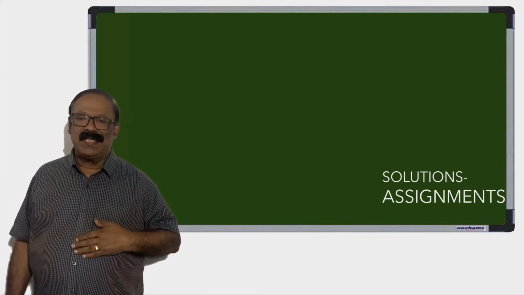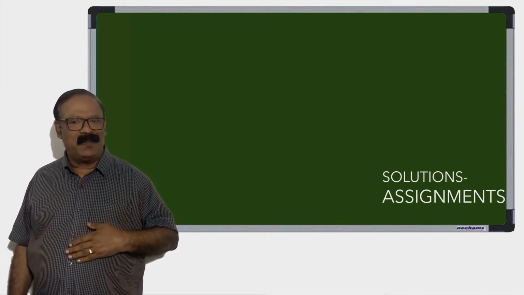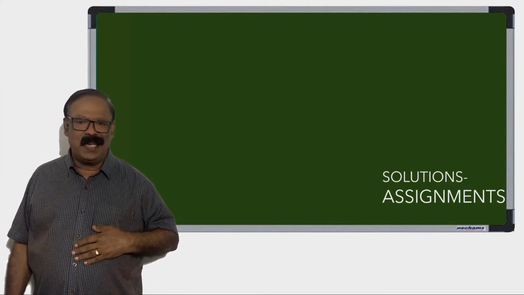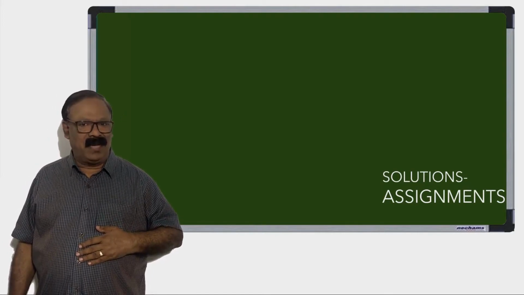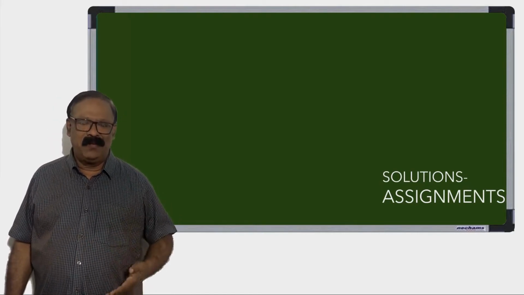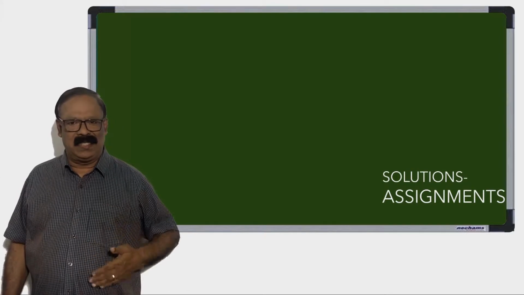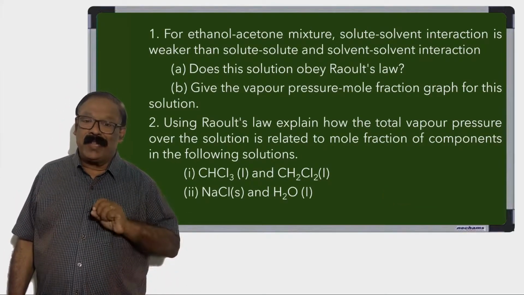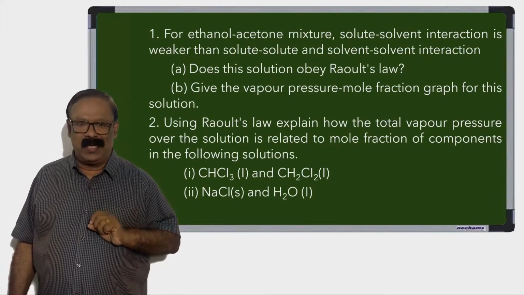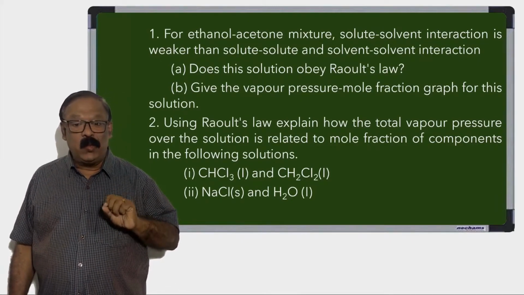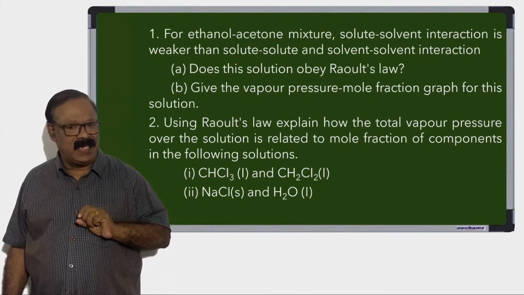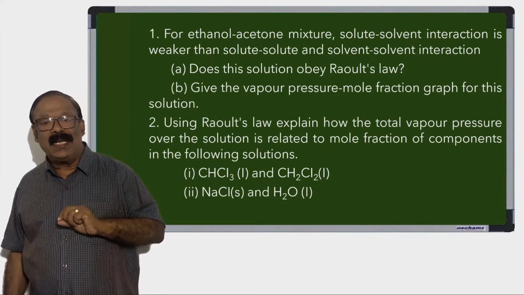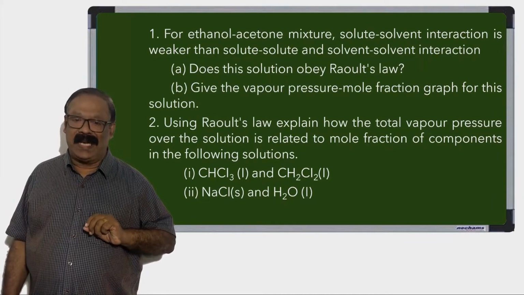Here are some assignments. You recollect what you have learned and write down the answer in your book. I will give some hints in between for the questions. The first question is, for ethanol-acetone mixture, the solute-solvent interaction is weaker than the solute-solute and solvent-solvent interactions.